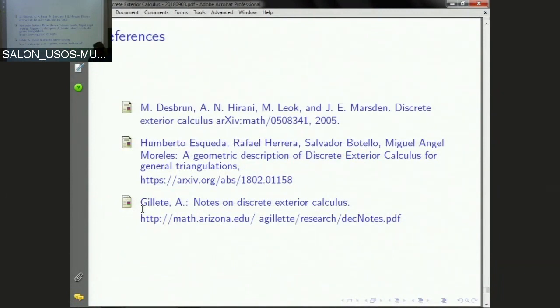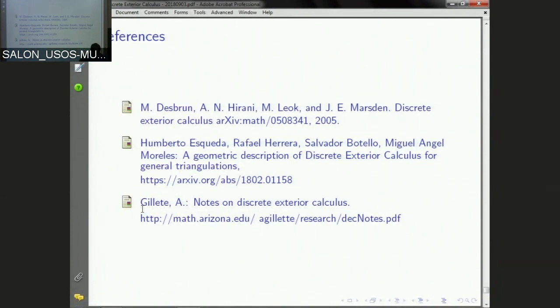The original work is in Hirani's thesis, but in terms of an article, it is in this article by Hirani, Maas, Desbrun, and Delk from 2005.